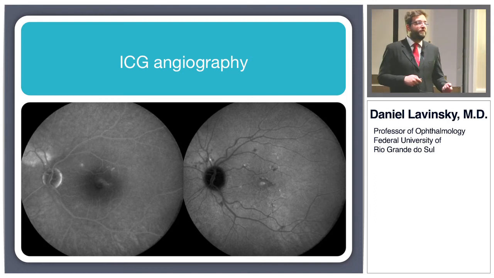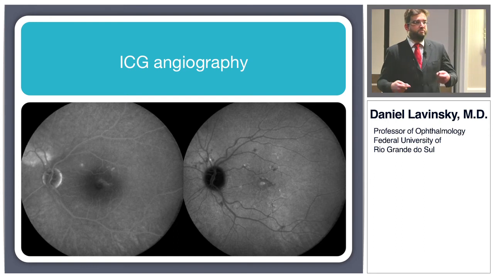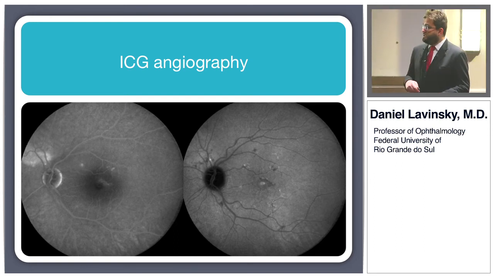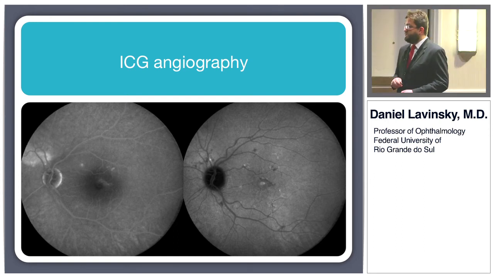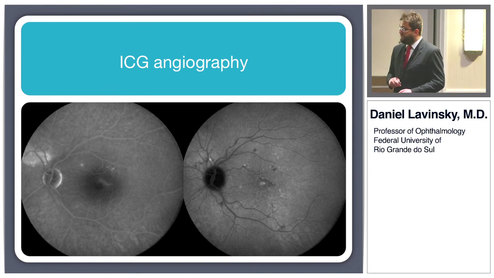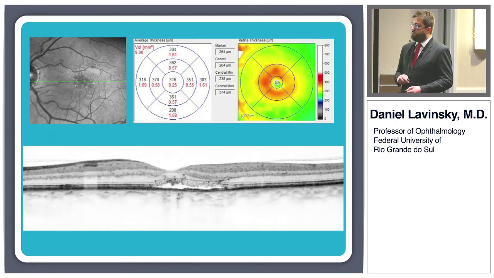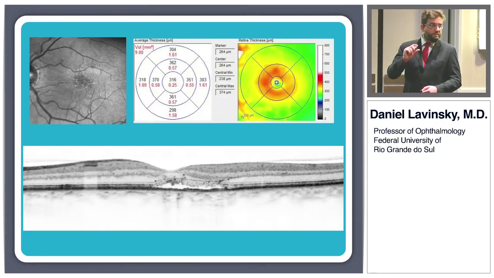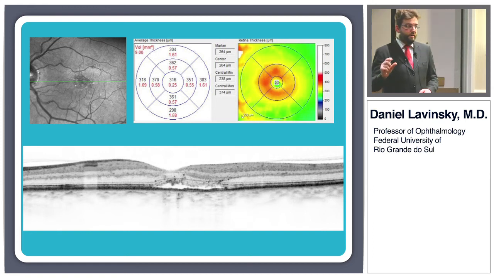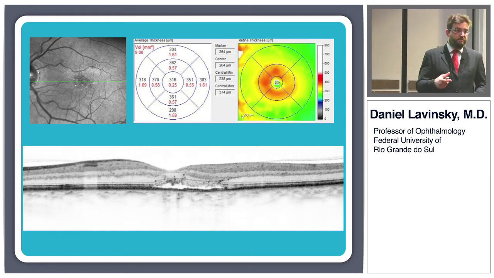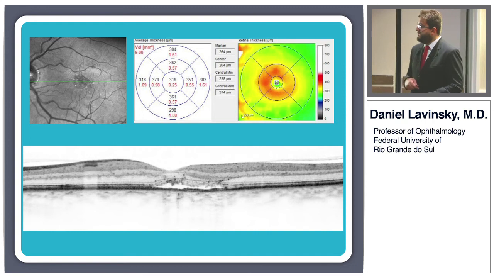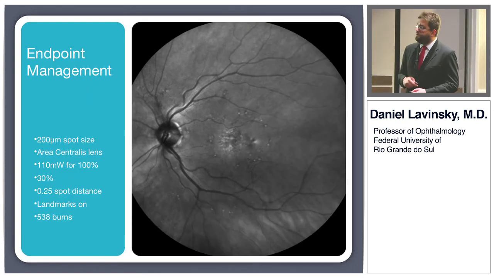And so for conventional photocoagulation with intense moderate burns, you can't do this, because the point of leakage is really almost on the fovea, or just at the fovea, and that's what's leaking. So this is the serous detachment of the retina. This patient had this for at least 8 months. And so what we treat with is endpoint management.